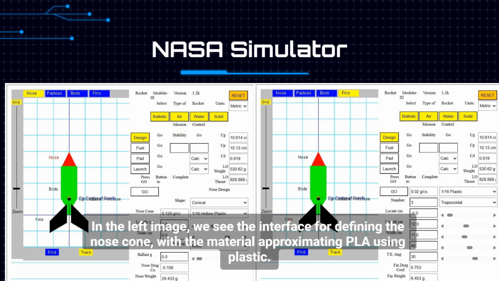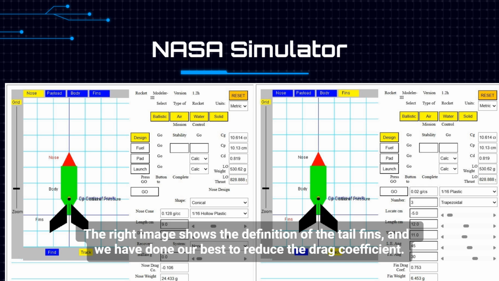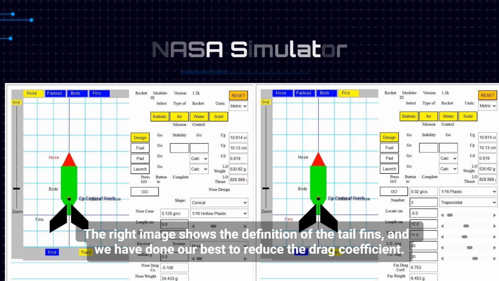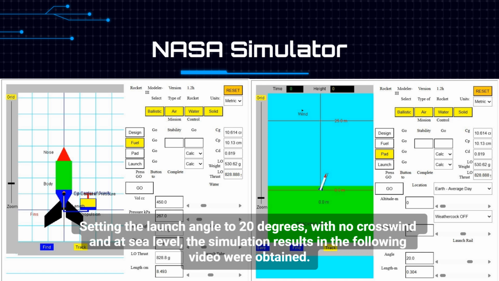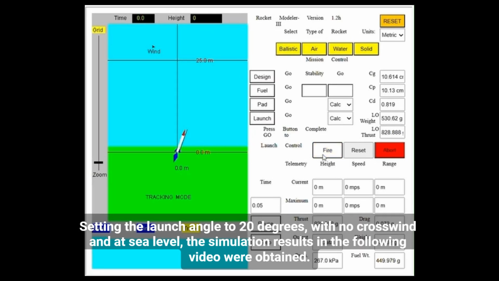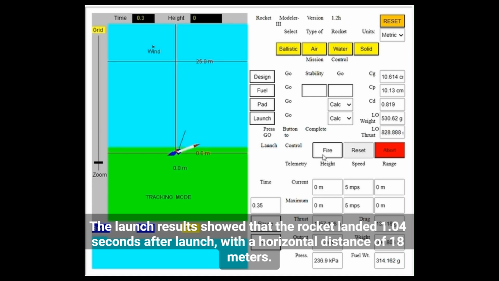In the left image, we see the interface for defining the nose cone, with the material approximating PLA using plastic. The right image shows the definition of the tail fins, and we have done our best to reduce the drag coefficient. The following left image shows the final rocket body and output thrust into the parameters of the simulator shown on the right. Setting the launch angle to 20 degrees, with no crosswind and at sea level, the simulation results in the following video were obtained. The launch results showed that the rocket landed 1.04 seconds after launch, with a horizontal distance of 18 meters.